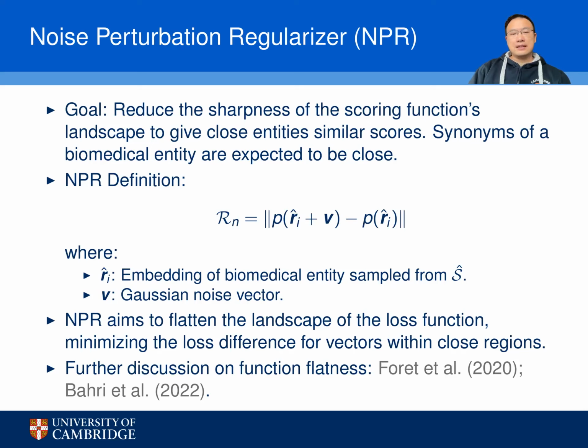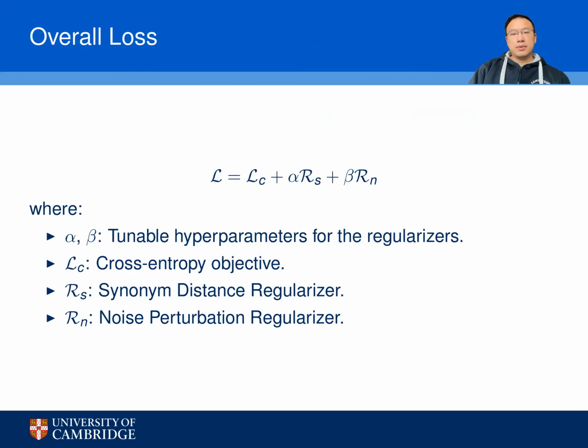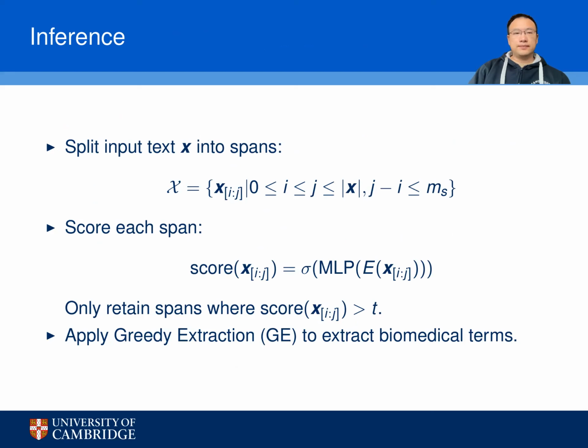Here, R_i hat is the embedding of the biomedical entity sampled from S hat, and V is a Gaussian noise vector. The aim of NPR is to flatten the landscape of the loss function, and it can minimize the loss difference for vectors with close regions. After we propose the two regularizers, we can combine them together with a weighted combination. Here, alpha and beta are tunable hyperparameters for the two regularizers.